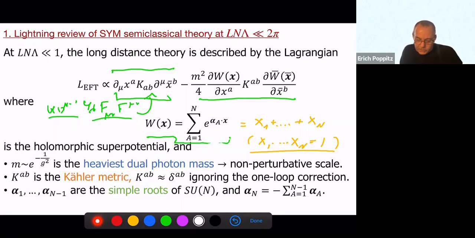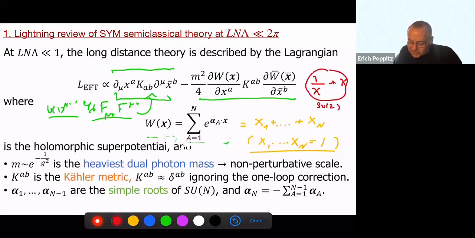Yeah. So look, this superpotential is just an input for me. I will not quite discuss it, but for SU(2), this is what Misha was saying. For SU(2), this is 1 over x plus x. It's a familiar thing. Anyway, this is all I'm going to say about this.